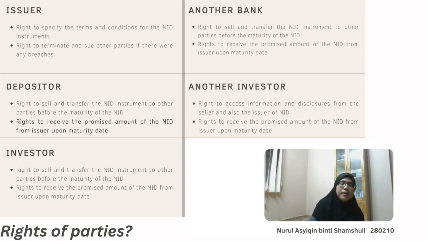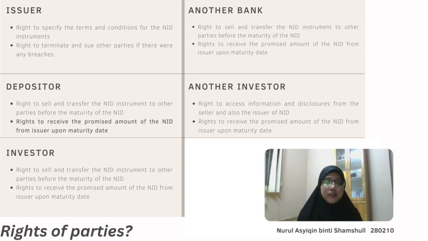Lastly, for another investor party, the first right is the right to access information and disclosure from the seller and also the issuer of NID, such as the term and condition of the NID which has been agreed upon by the issuer, the interest rate and the tenor of the NID.